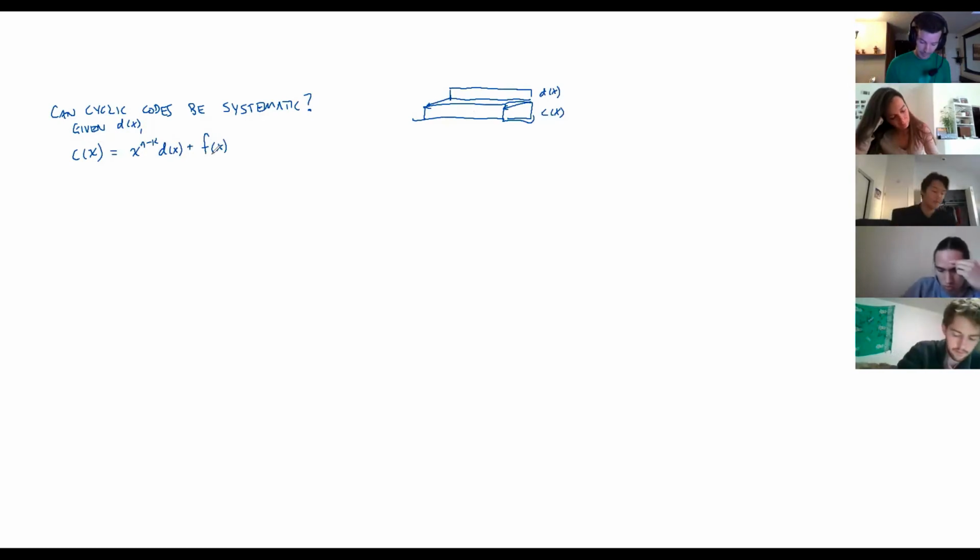Okay. So this would be f of x, the frame check polynomial, and then this would be x to the n minus k times d of x. By multiplying d of x by x to the n minus k, I have opened up these lower order terms that we can add a lower order polynomial into and not change the degree of the overall polynomial. So if the answer is yes, then we'd have to be able to write the code word in this form. Anyone not follow that?